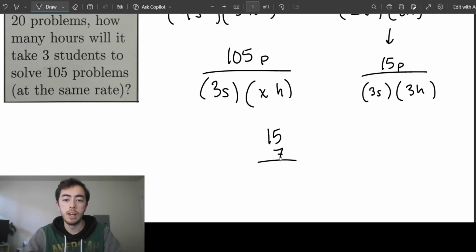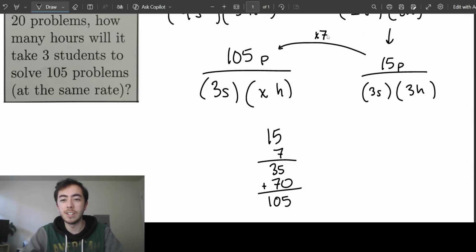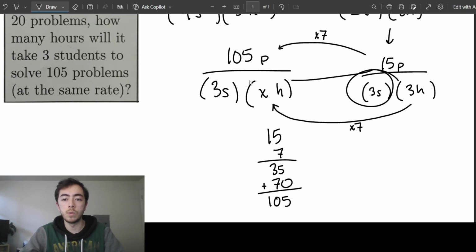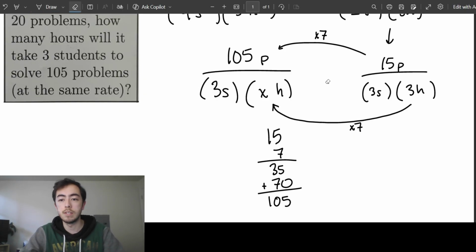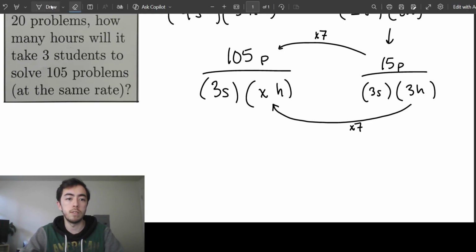And just to show it, 5 times 7 is 35. 7 times 1, or technically 7 times 10, would be 70. Adding those together is 105. So I am allowed to multiply by 7 to go from 15 to 105. So to keep the proportion the same, I should also multiply my time number by 7. And again, as we saw in previous examples, it does make sense to keep the number of students the same. I don't also need to multiply that by 7.